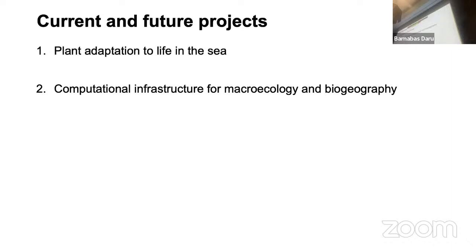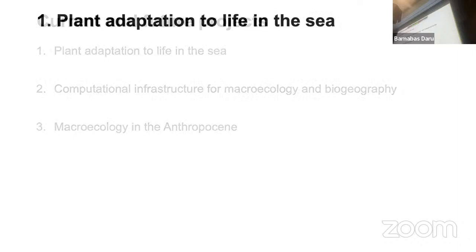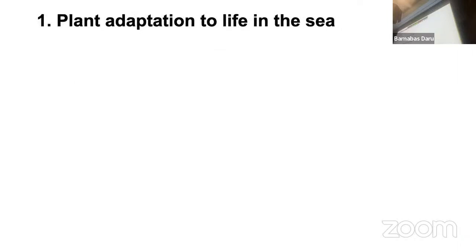We also are interested in developing computational tools for addressing questions in macroecology and biogeography, and we want to understand macroecology in the Anthropocene, that's in the modern century of profound human impacts. And so for this first question, for understanding plant adaptation in the marine environment, we are using seagrasses as our model system to understand how the evolutionary transition from land back to sea played out in seagrasses, which happened around 140 million years ago.